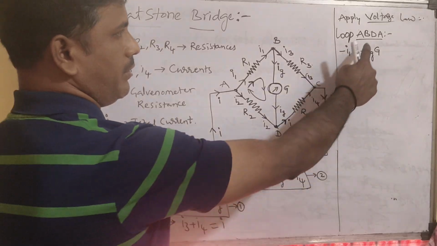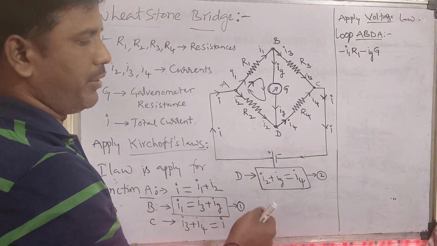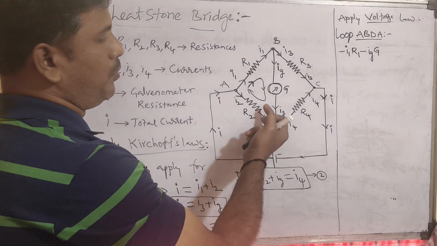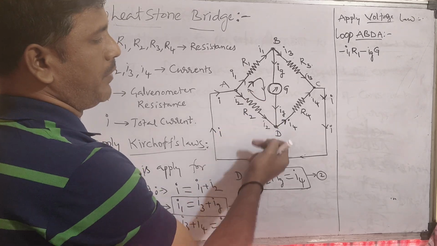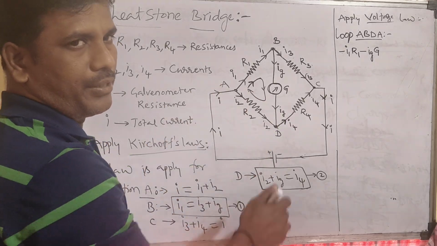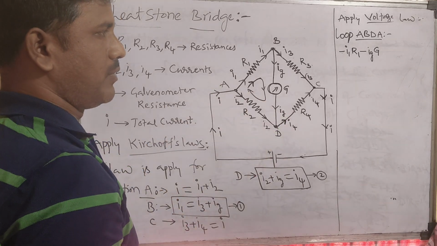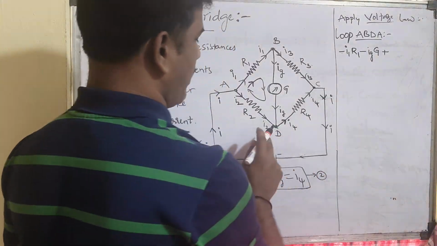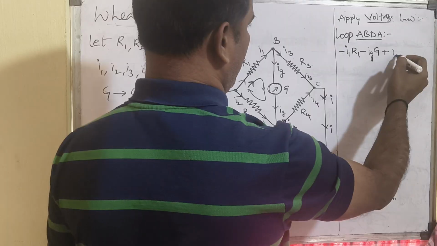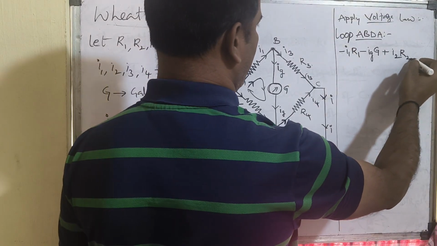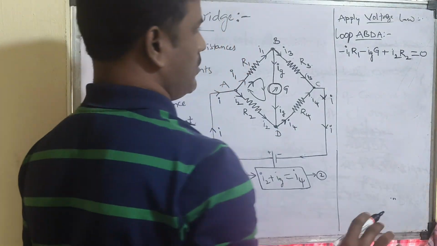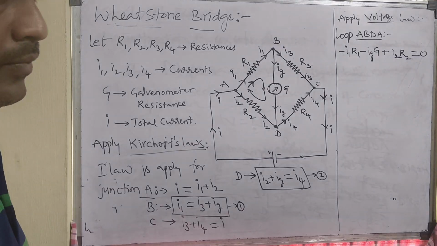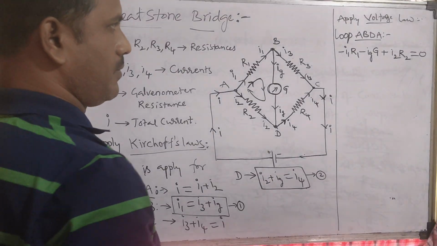Next, D to A. Can you clearly observe? The loop direction is D to A, but the current direction is A to D. So it is purely opposite, that is plus I2 R2 equal to 0. Are you clear? Understood?